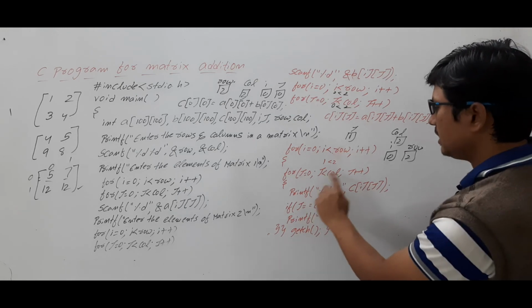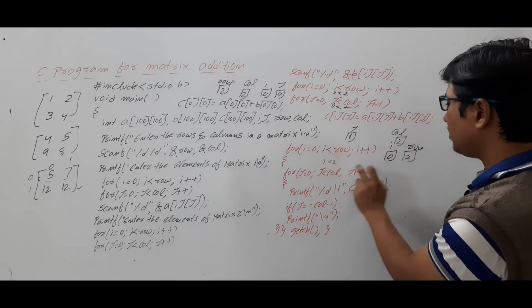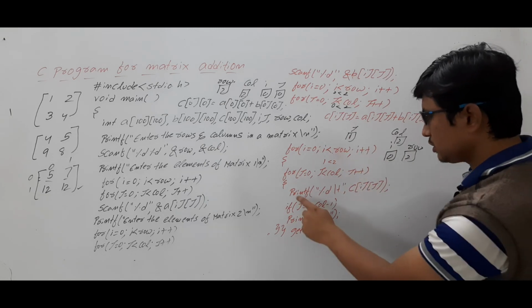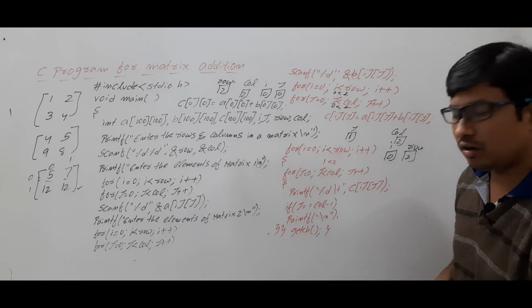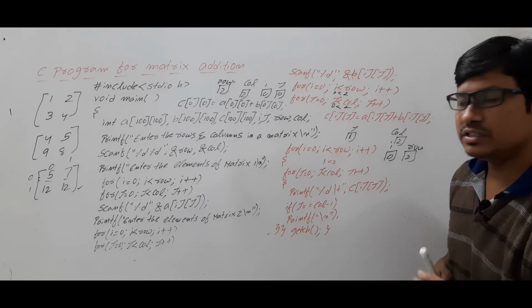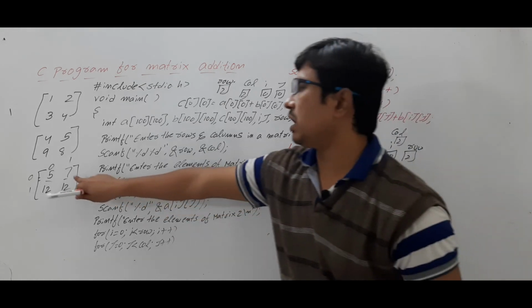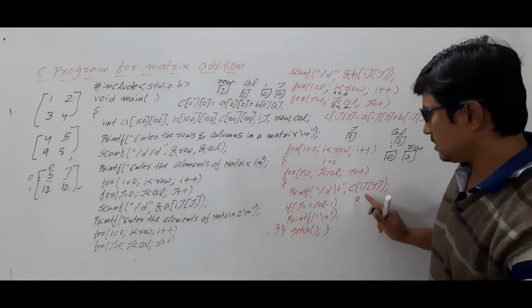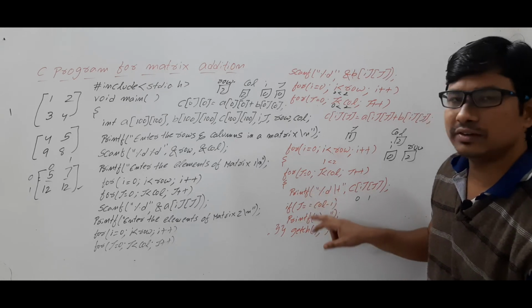Because you are checking j less than column. The j value is currently 1 and the column value is 2. Again the condition is true. So again you will print the value which is there in the location C of 0 and 1. Am I right or wrong? So that value you will display. Is it clear? And then you need to check this condition also every time.